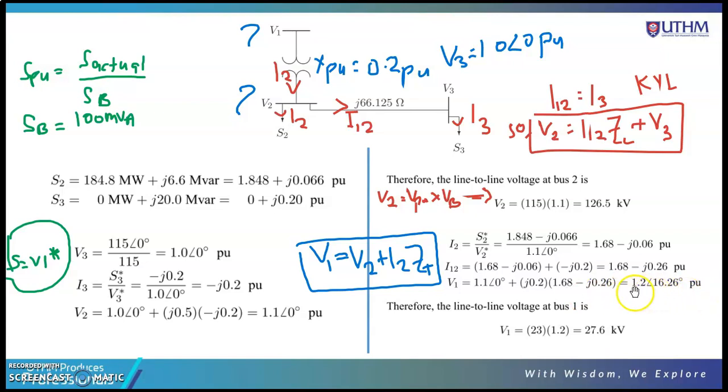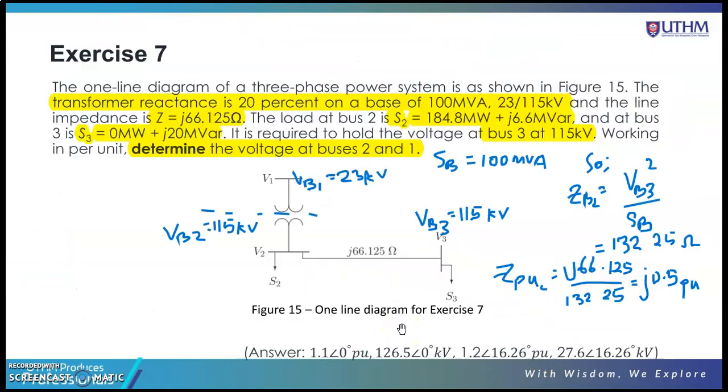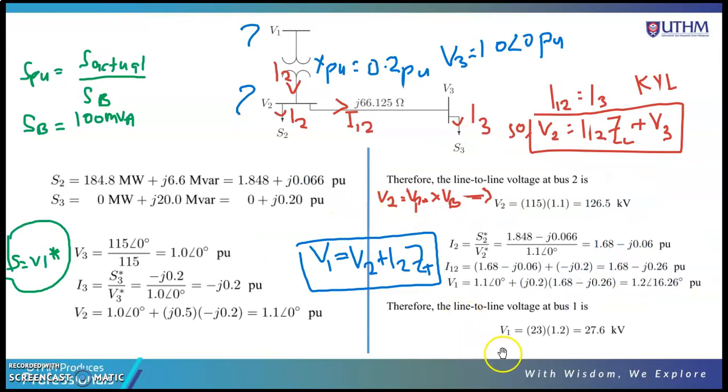Then you can convert to the actual value, because we know that V actual equals VPU times V base. In this case our base equals 23 kilovolt at the primary side of the transformer, V base 1, because V1 is based on VB1. So the actual value of V1 is 23 kilovolt times 1.2 per unit.